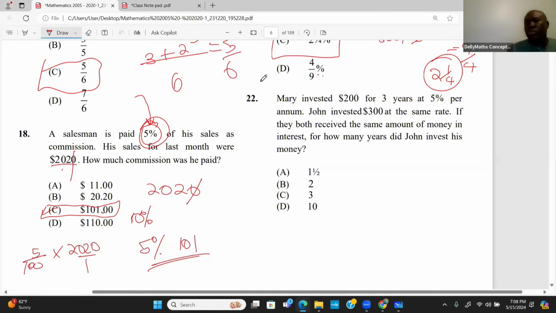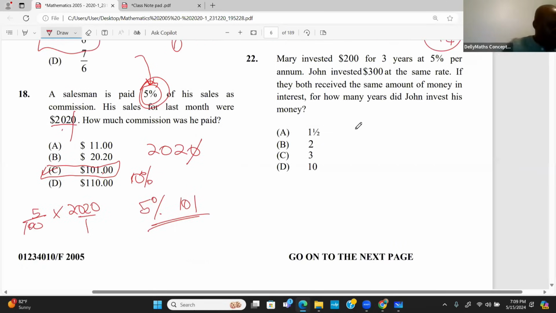Mary invested $200 for 3 years at 5% per annum. John invested 300 for the same rate. If they both receive the same amount of money in interest, for how long did John do his for? You can figure out what we want to do is to set up a quick idea and just go through with it. Try to learn this. So look, both of them, the interest is actually the same. So the interest is not it.